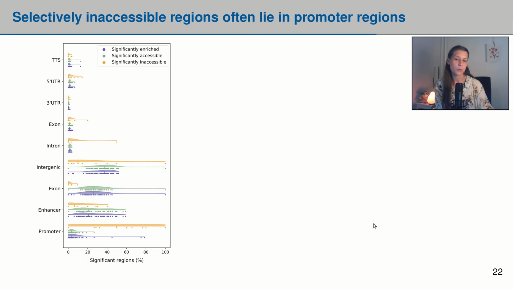Besides selectively accessible regions, biologically meaningful insights can also be derived from selectively inaccessible regions. And here we see the percentage of regions that have a certain genomic annotation from HOMER or are annotated as enhancers in FANTOM5 for all significant regions in purple, selectively accessible regions in green, and selectively inaccessible regions in orange. A particularly interesting observation here is the relatively large percentage of inaccessible regions that are promoters.